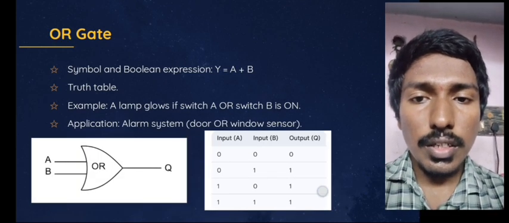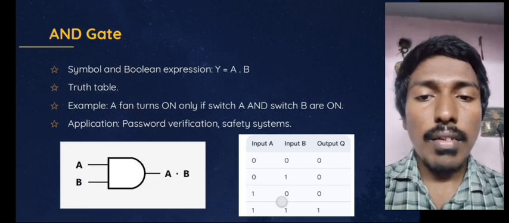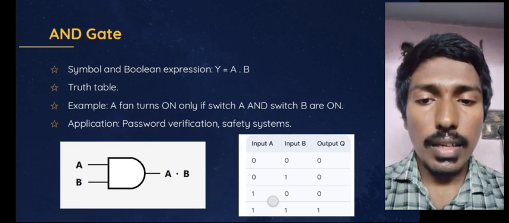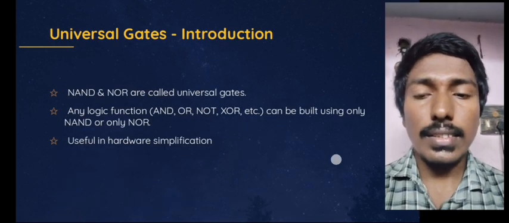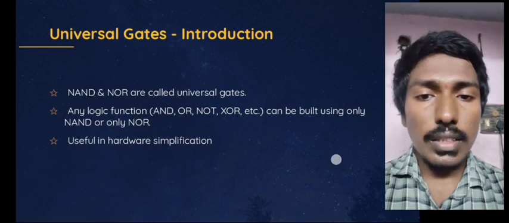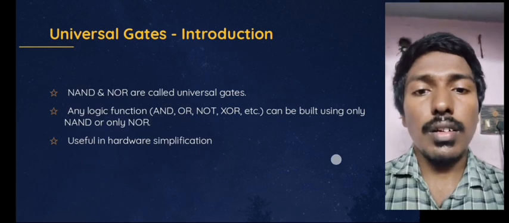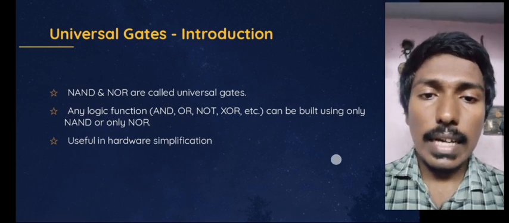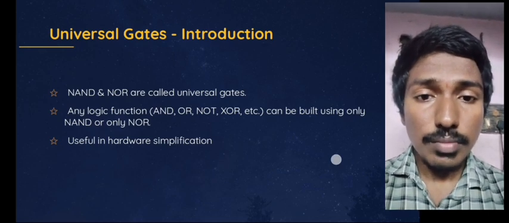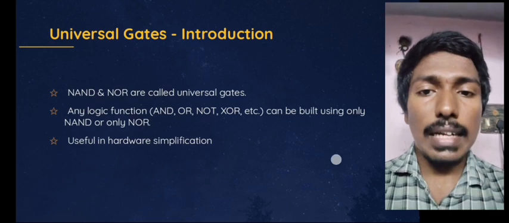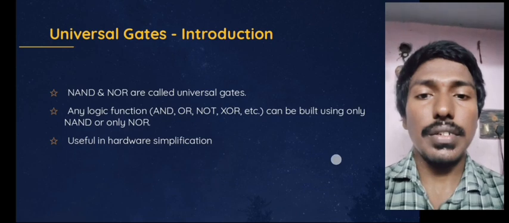So we stop the basic gates. We can go to universal gates. What are universal gates? NAND and NOR are called universal gates. Any logic function, meaning AND, OR, NOT, XOR, can be built with universal gates, with either NAND or only NOR. We can use that; it simplifies the circuit.